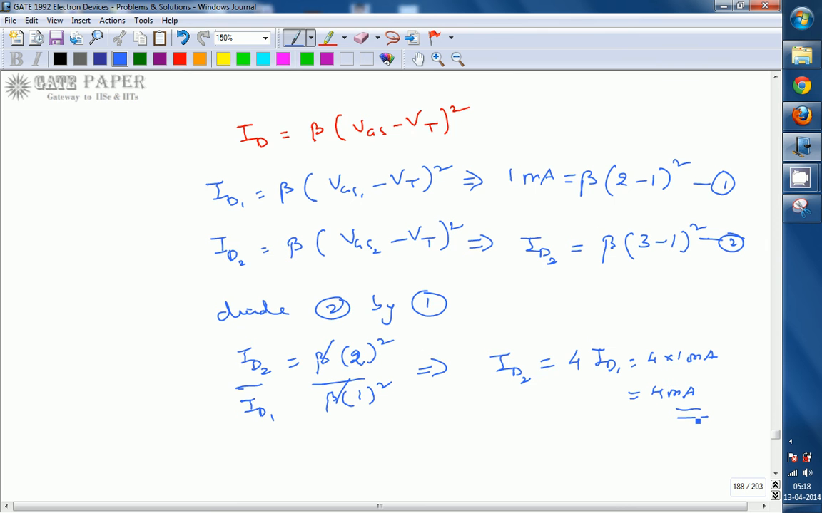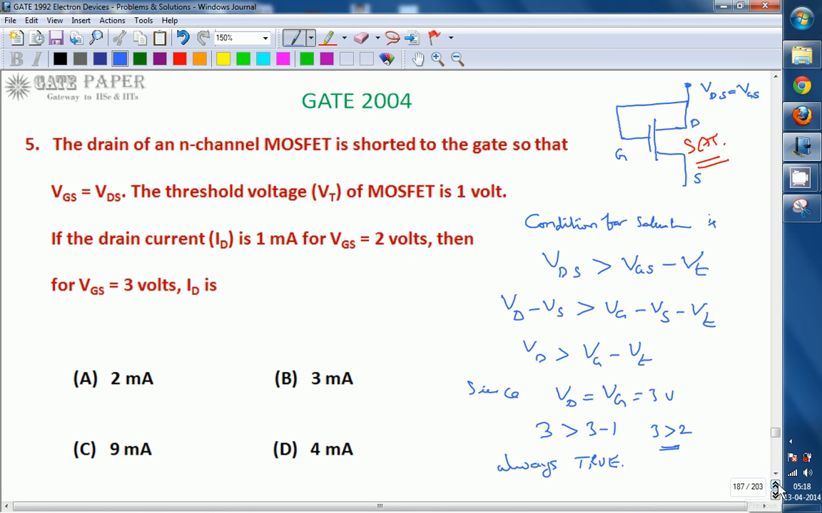The right answer for this question is 4 milliamperes, that is option D. Whenever the gate and drain are shorted, the MOSFET will definitely be in saturation, so we can use the drain current equation for saturation and calculate the value of ID, which is 4 milliamperes for the given question. Thank you.